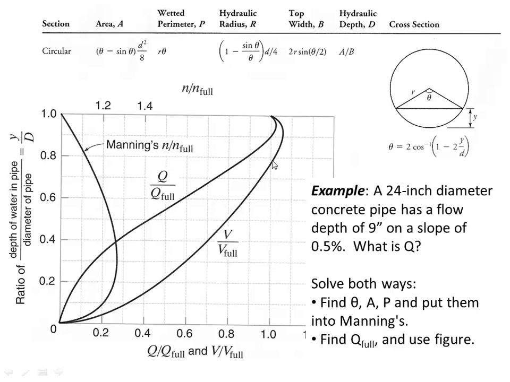I guess this is the velocity relative to velocity full, but even for the, I guess it's 95% depth to maximize the flow rate. Okay. Other questions?